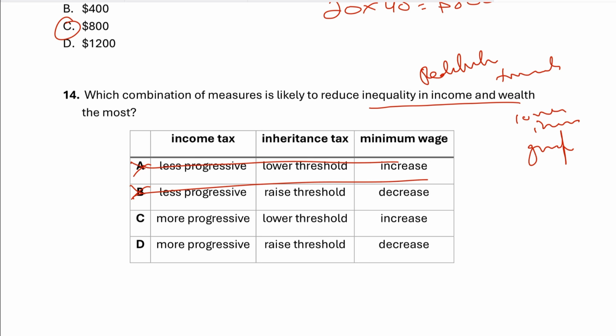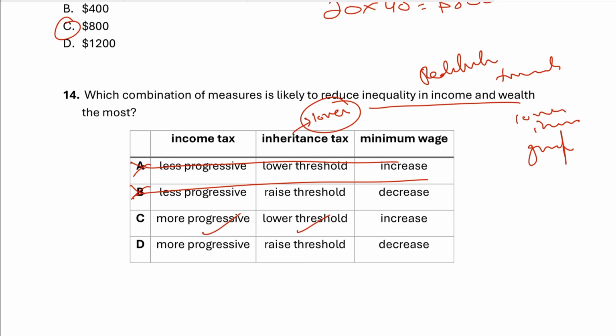If you look at the inheritance tax, lowering the inheritance tax threshold means that more of the inherited wealth is now taxed. Whatever wealth you inherit, even a small amount, would now be taxed. So that's again making it more progressive, because obviously who has wealth? The rich. So even the smallest amount of wealth inherited by the rich, you're taxing it. So this is correct.